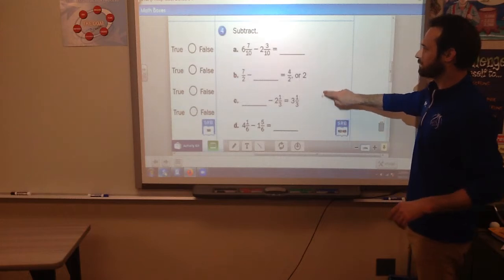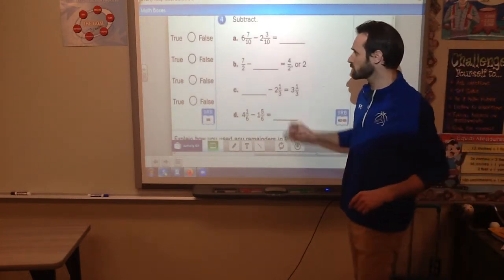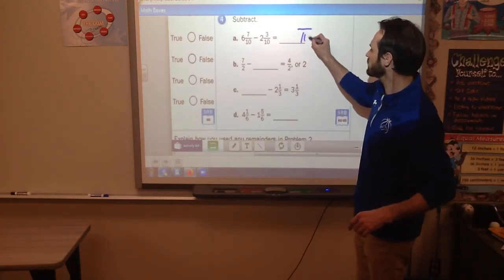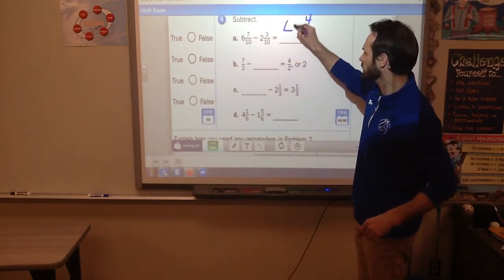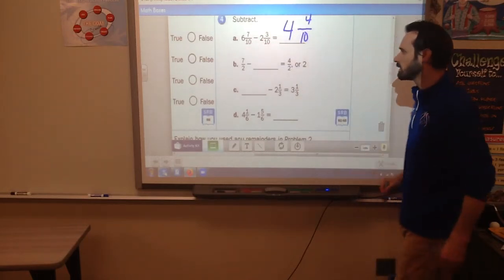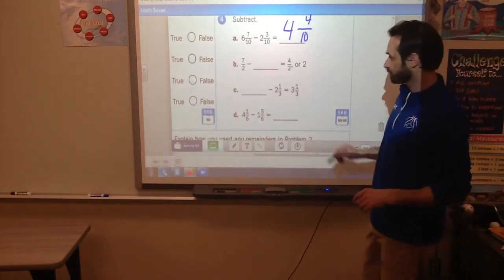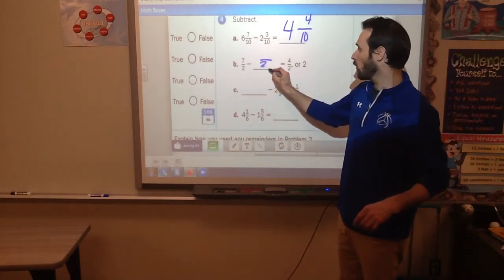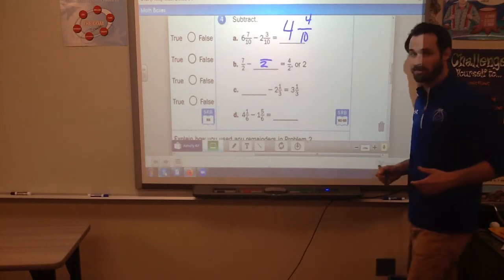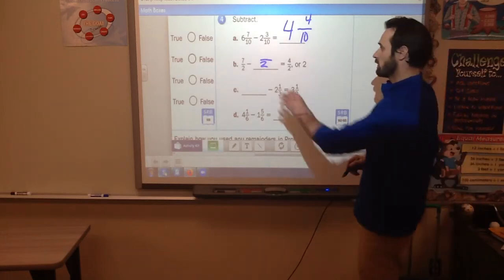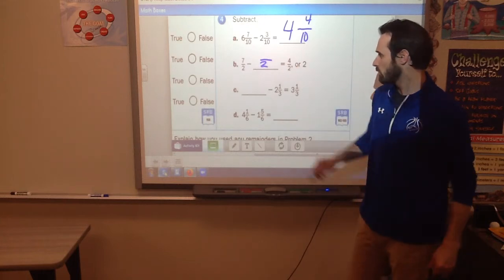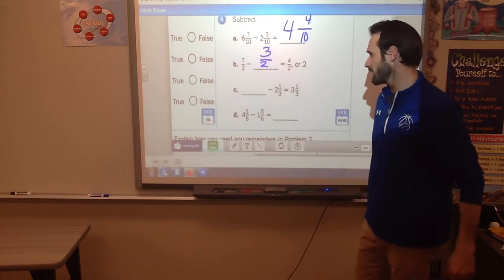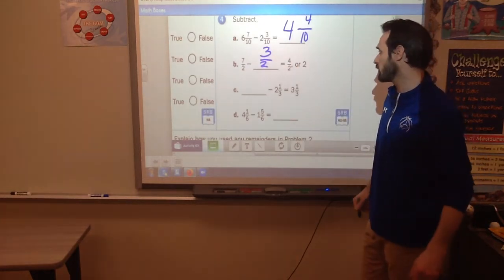On this last one, first one's super easy, regular subtraction. We're going to have tenths. 7 minus 3 is 4. 6 minus 2 is also 4, so I get 4 and 4 tenths. This one, you know when you're adding or subtracting, you're going to have the same denominator. So what we're really looking at is 7 minus something is 2. That should have been a 3. You only had to pick 3 of these, but I'm going to do them all.